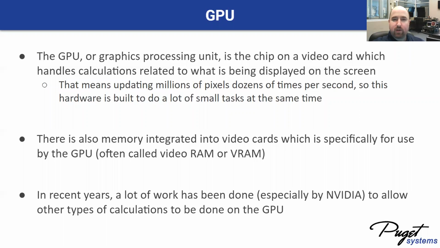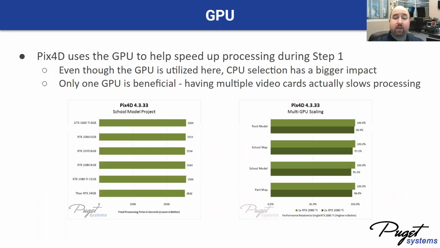And something to note here specifically that's applicable to Pix4D is that in recent years, a lot of work has been done, especially by NVIDIA, to allow other types of calculations to be done on the GPU as well. And that's what Pix4D does with it, actually. It specifically uses the GPU to help speed up processing during step one. And the GPU is utilized here, but again, CPU selection actually still has a bigger impact.